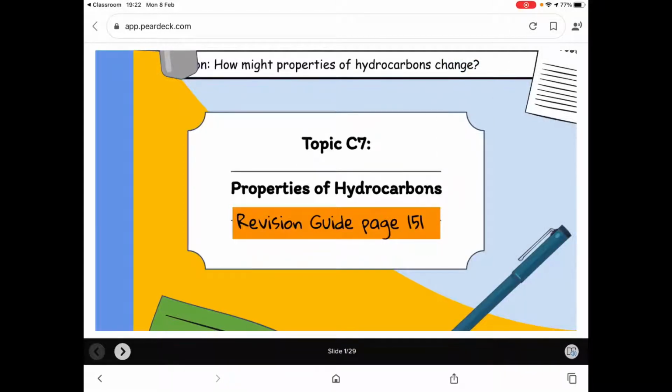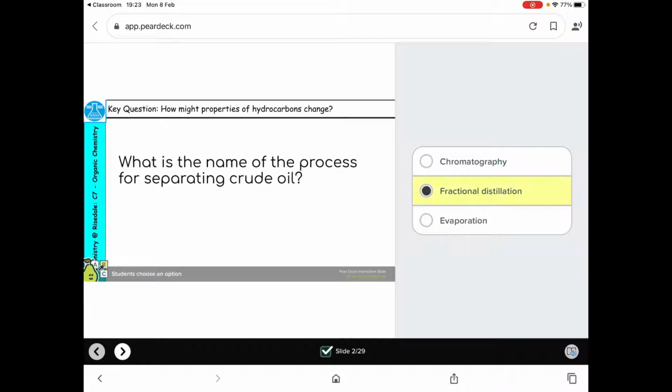Hello, Year 11. Here are the answers to the work I set for you online on Friday, just for you to go through the properties of hydrocarbons. So, well done to the 14 people that logged in to do this work. Okay, you were absolutely correct, all of you.